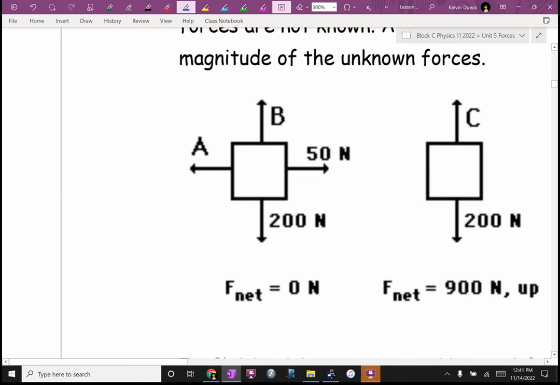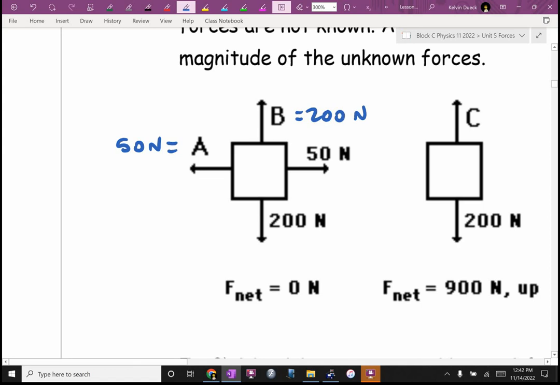If F net equals zero, what that really means is forces must be, I'm looking for a word that starts with letter B, balanced. Okay, how big must force A be exactly in newtons then? Has to be 50. Otherwise, you'd have an unbalanced force horizontally. How big must force B be exactly?